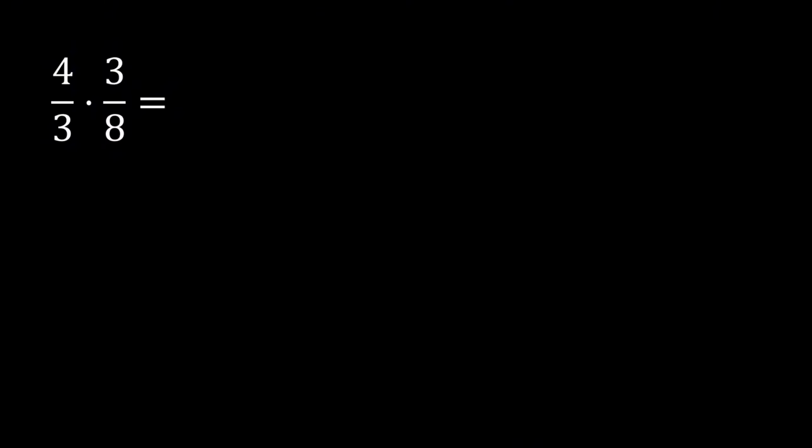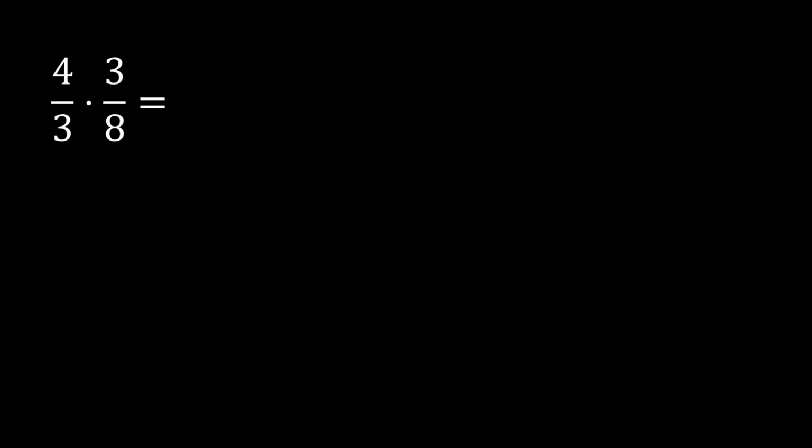To perform multiplication, simply multiply the numerators. That's the upper numbers, and the denominators. That's the lower numbers. In other words, you're multiplying straight across, top with top, bottom with bottom. In this example, we have 4 over 3 times 3 over 8.